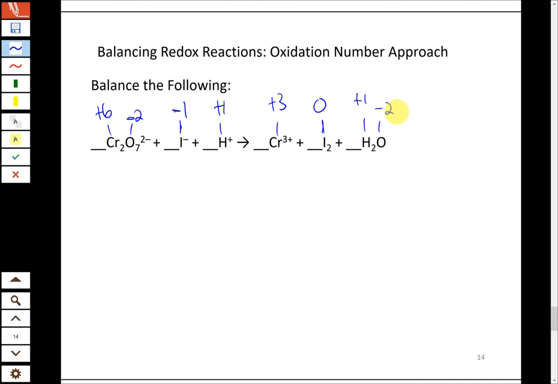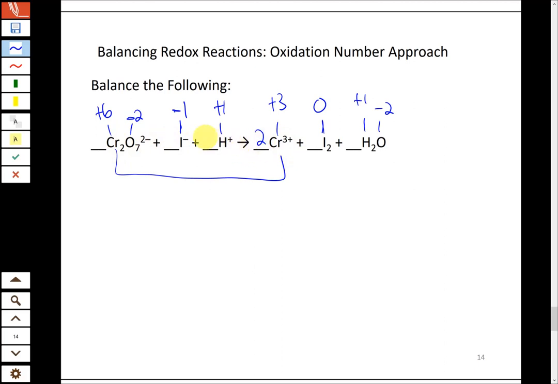Now, one slight complication of this one is that one of the ones that's changing here is chromium. It's going from +6 to +3. But on the reactant side we have 2 chromiums that are +6. On the product side we only have 1 chromium that's +3. So it's easy to make mistakes with counting electrons when this happens. The way that I like to do this to help myself is to recognize that we have 2 chromiums over here on the left side. Whatever the coefficient is over here has to be 2 times that to make sure that we have the same number of chromiums on each side.